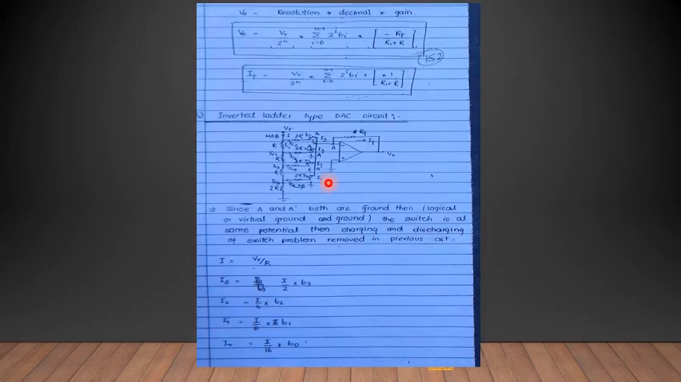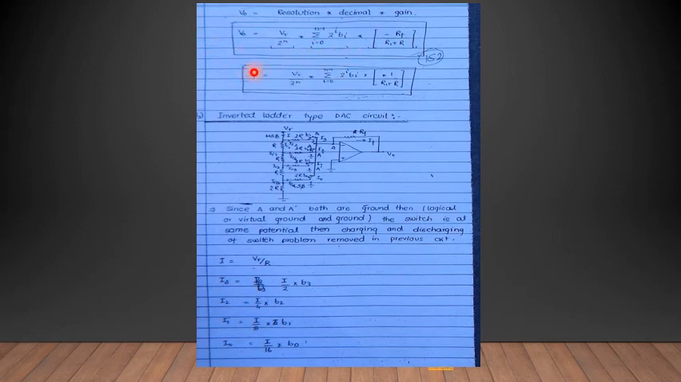So as you can see, V0 is equal to VR by 2 to the power n into the bits, and minus RF by R1 plus R, whatever the feedback resistor and whatever the resistor is. So this is the value of V0, this is the value of IF.